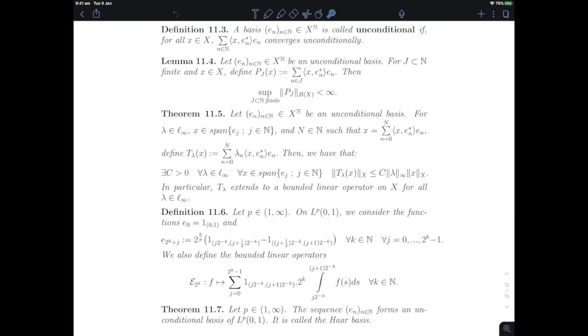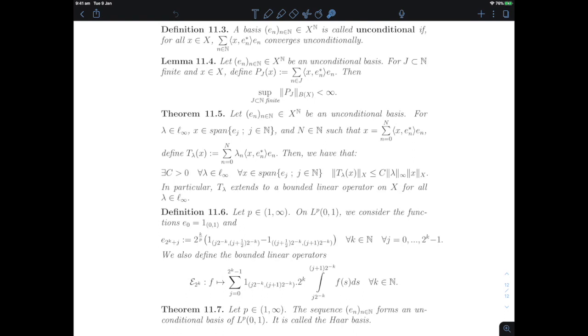So to finish this chapter, we are going to construct an explicit unconditional basis of L^p of [0, 1] for p strictly between 1 and infinity. This basis is called the Haar basis. Now, the existence of an unconditional basis in L^2 of [0, 1] is pretty clear. You can take any orthonormal basis, for instance. But when p is not equal to 2, it's not even clear that we do have an unconditional basis. So we'll construct one. And the basis is given here.